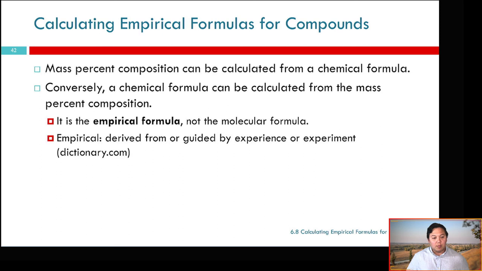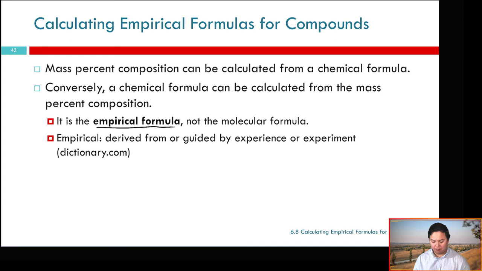But also, we can determine a chemical formula from mass percent composition. When we do this from the mass percent composition, this is where we're using the empirical formula. Empirical, from dictionary.com, means derived or guided by experience or experiment. And this is where, as we talked about early on, we decomposed water into hydrogen and oxygen. What we were doing there was weighing the hydrogen and weighing the oxygen to see what the mass of either of those were, and we can use that to determine the empirical formula.